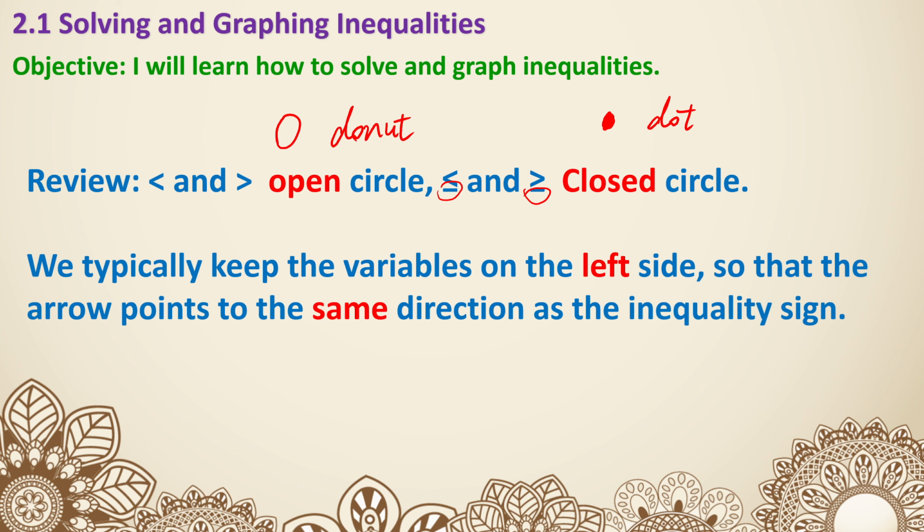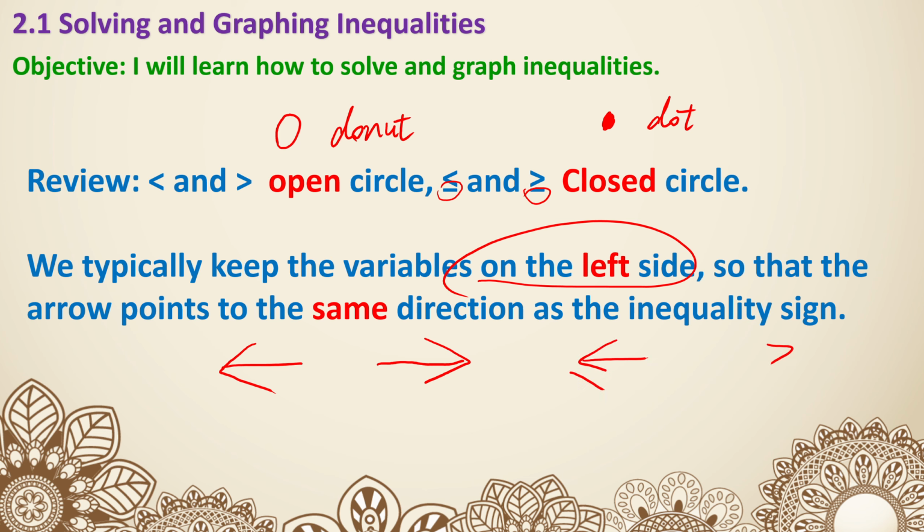We typically keep the variables on the left side so that the arrow points to the same direction as the inequality sign. So this is going to help us become intuitive and be consistent with how to graph. So for example, we have this sign. Well, that's just the arrowhead, so it's going to point to the left. If we have that, that's the arrowhead, it's going to point to the right. Same thing with these two. If we have the equal sign, that's pointing to the left. Equal sign, that's pointing to the right.